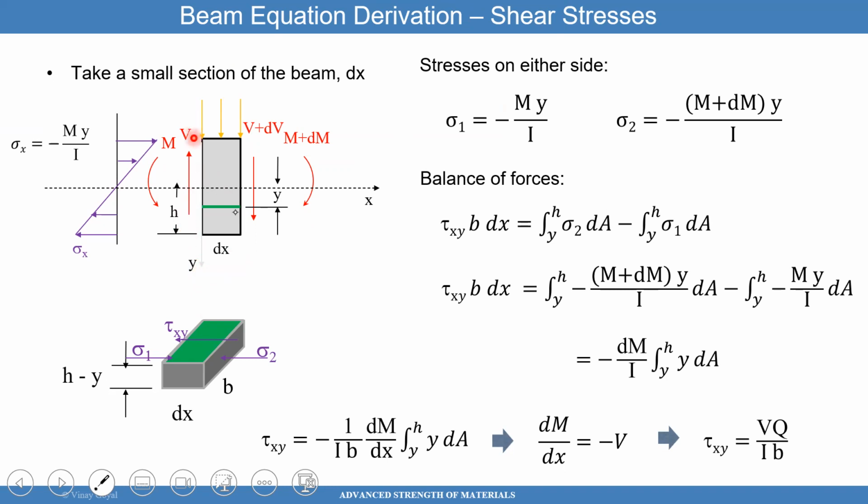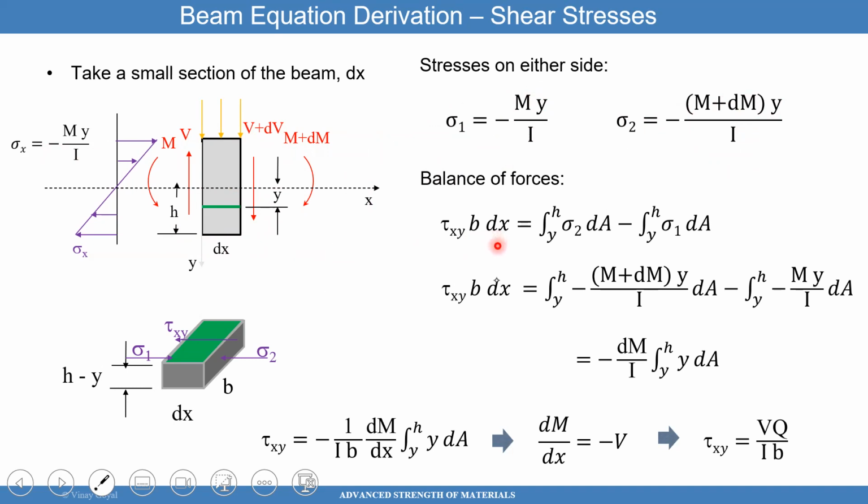The shear is going up. V plus dV is going downwards for equilibrium. That's the only way it can be in equilibrium. Then I can study what is going on. The left-hand side of this beam has a stress distribution that's My over I. On the right-hand side, because I have M plus dM, I have M plus dM times y divided by I. Any questions on that? So sigma 1 is on the left-hand side, and sigma 2 is on the right-hand side of that beam. Any questions on that little cut that I made?